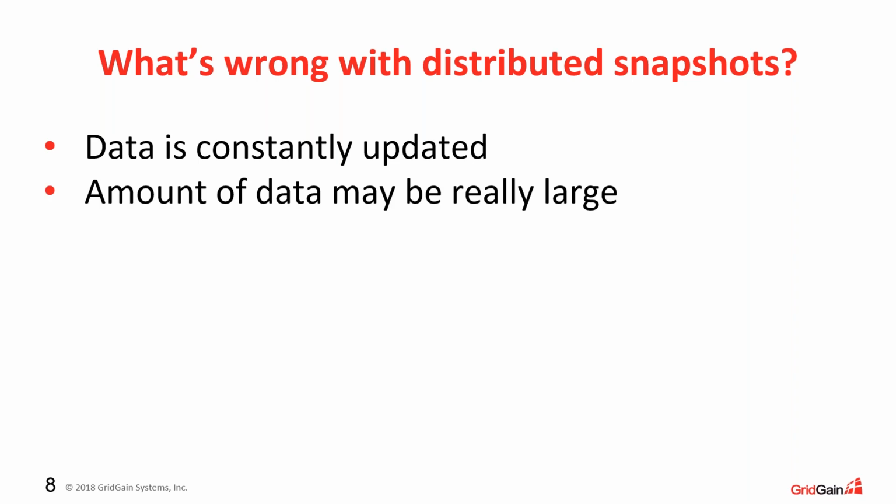The amount of data may be really large in a distributed snapshot. What does it mean? When people use distributed systems, they can do it for two reasons or for both of them at the same time. Either one machine can't handle all the load that your system needs to handle, or you have so much data that it can't be effectively stored on one physical machine.